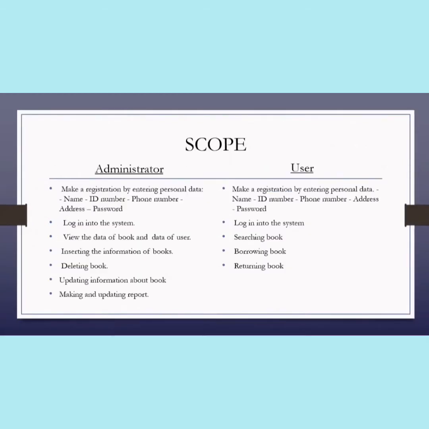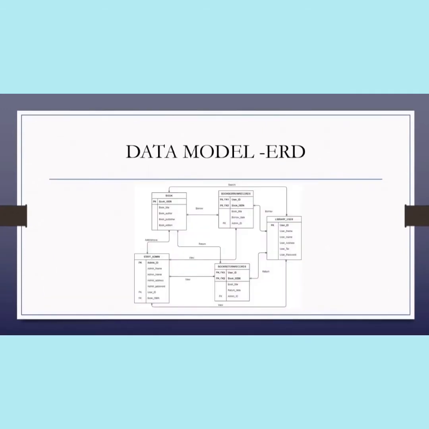Next, the scope involved in this project is the administrator and the user. The admin will make a registration, log in to the system, view the data, insert information, delete books, update information, and make and update reports. The user will also make a registration and log in to the system, and also search, borrow and return books.